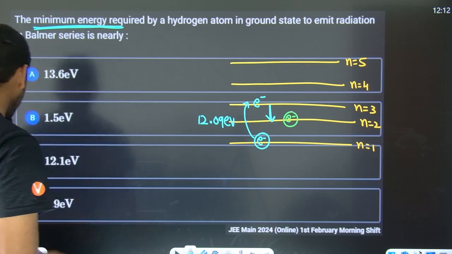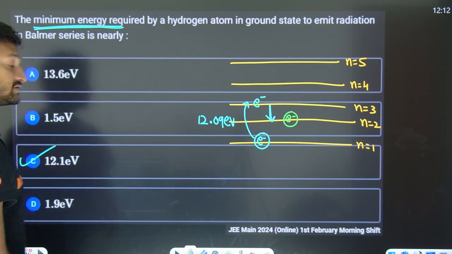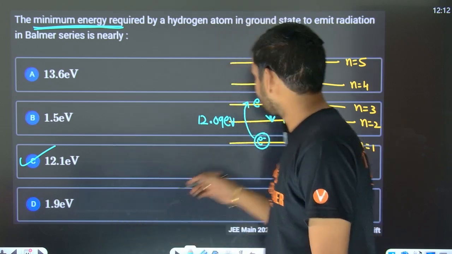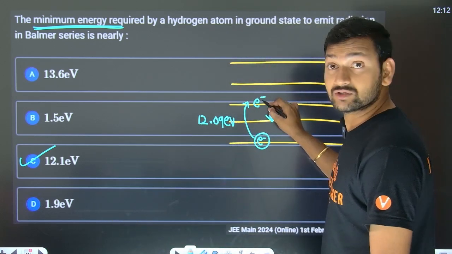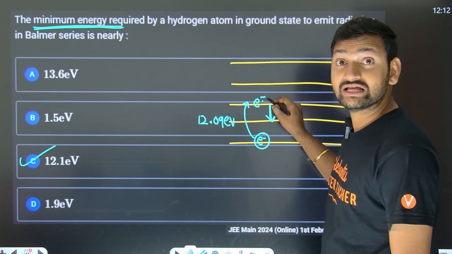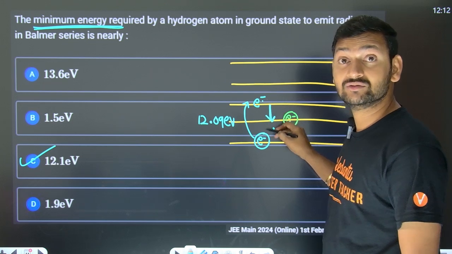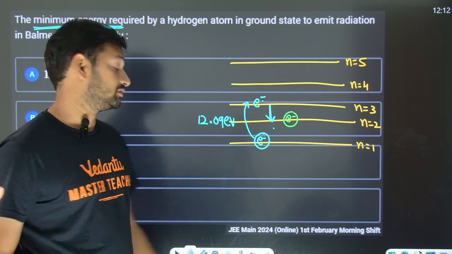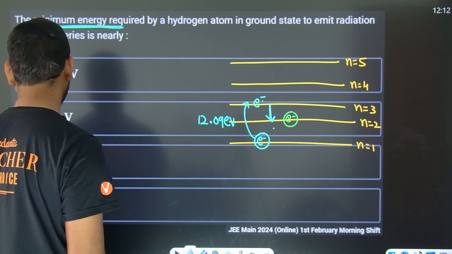So search for 12.09. This 12.1. So if you give 12.1, the electron in the ground state goes to n is equal to 3. When coming down, yes, it can de-excite to n is equal to 2, and you get a photon in the Balmer series. Good. This is a good question.